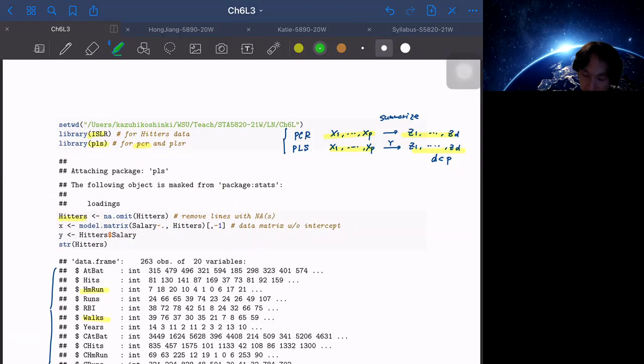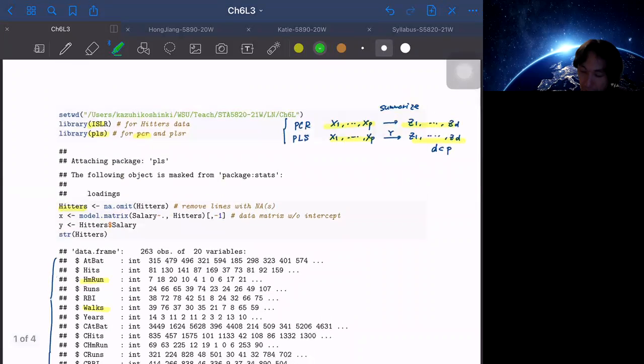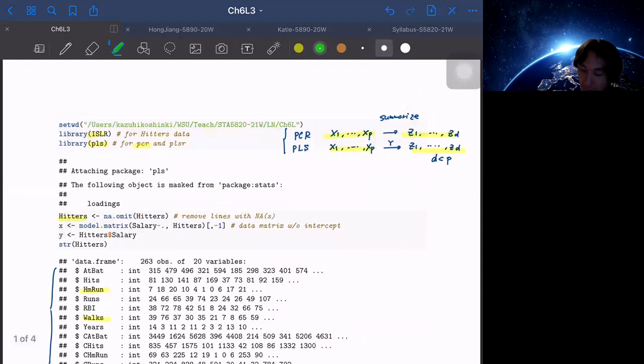So logically speaking, PLS sounds better for prediction. But of course, it depends on the data. So you can try both methods if you have real data. Even if logically PLS works better, it's still not clear practically which is better.